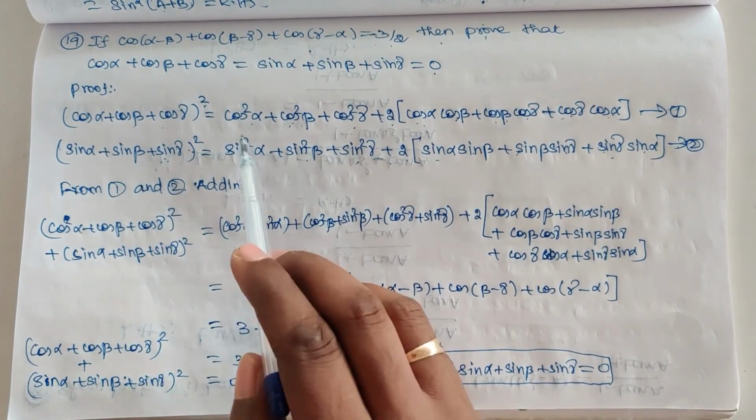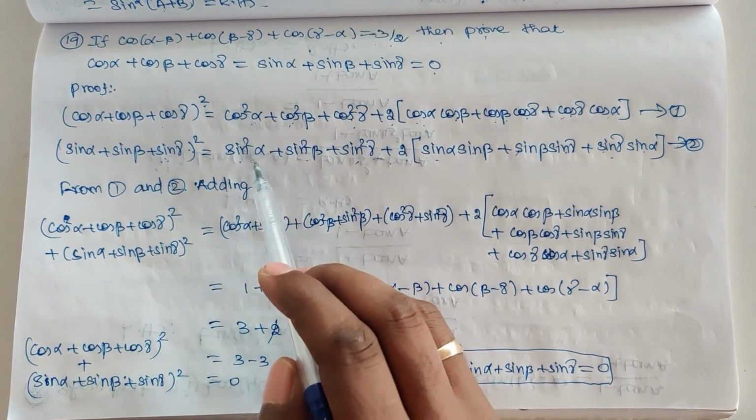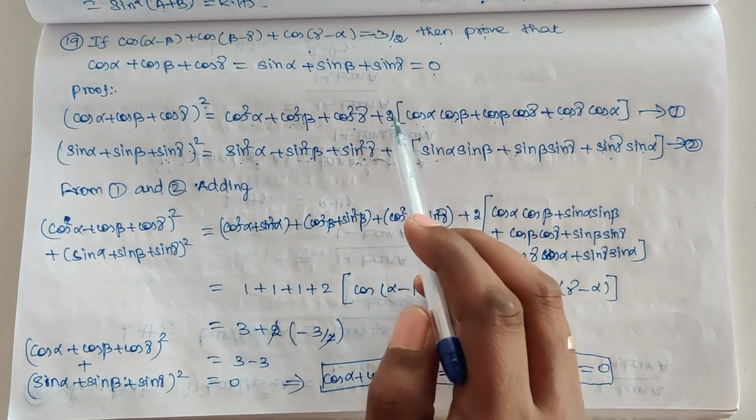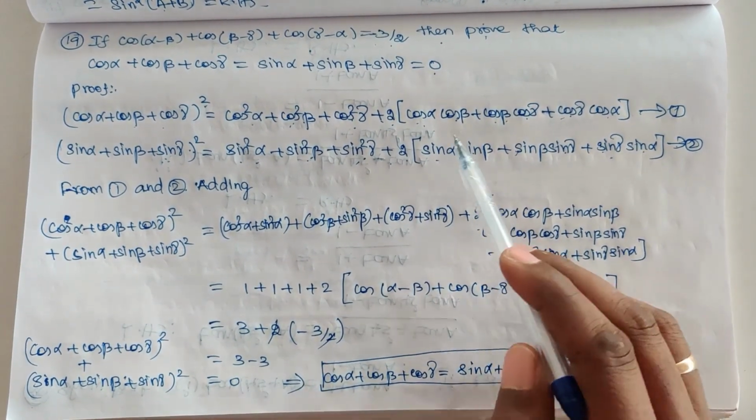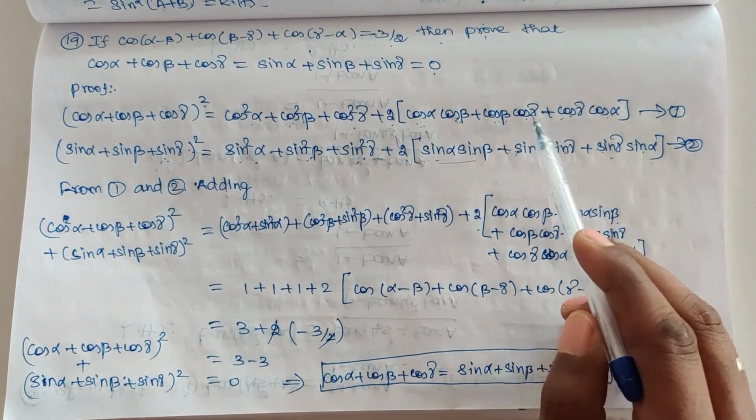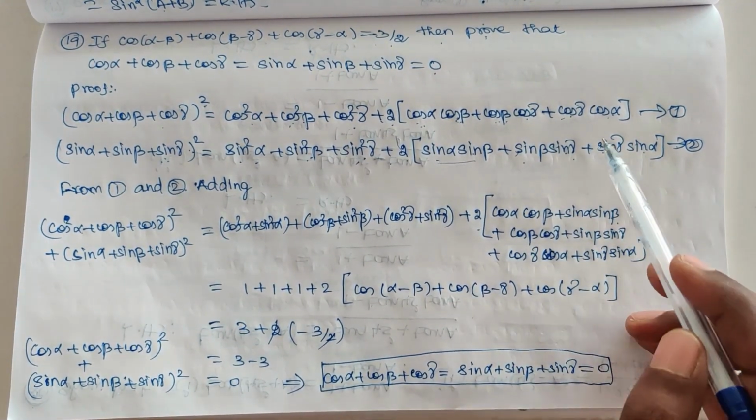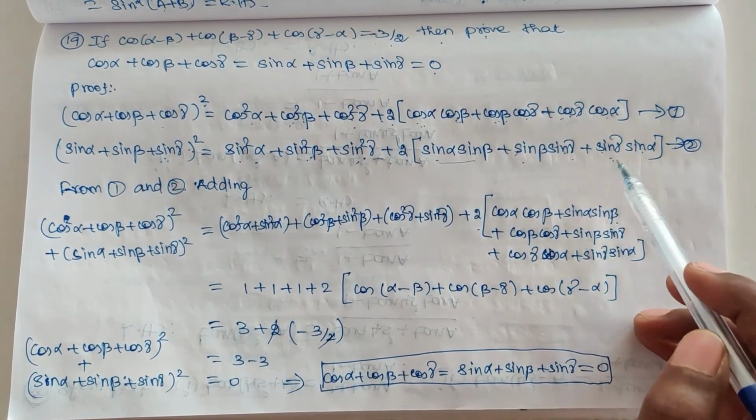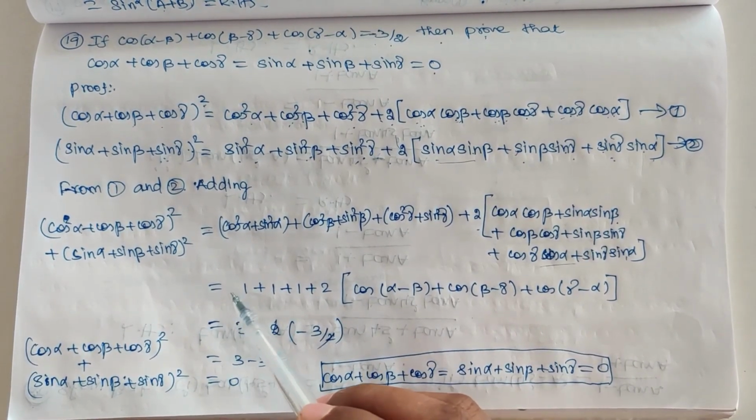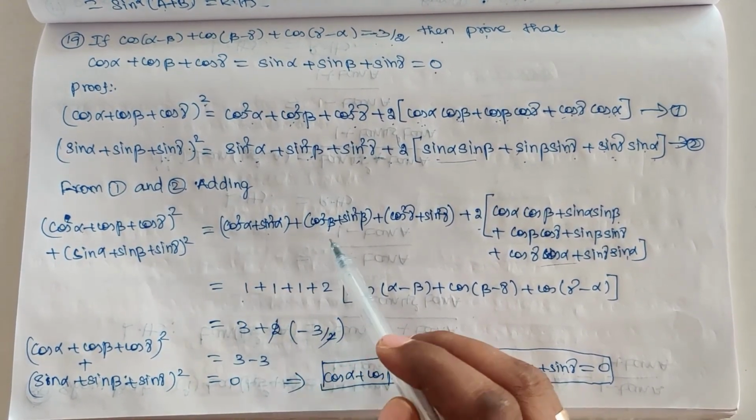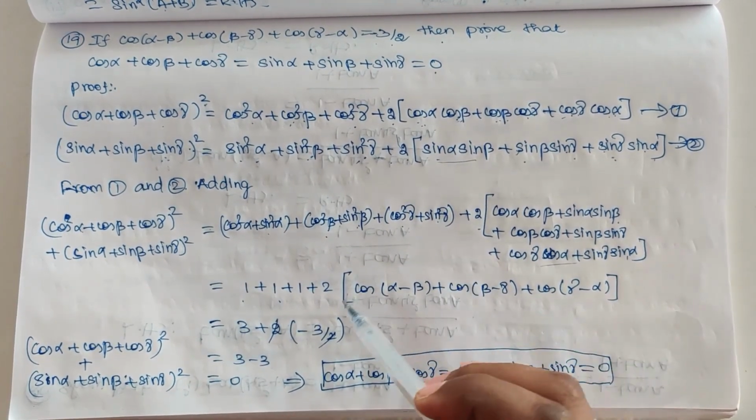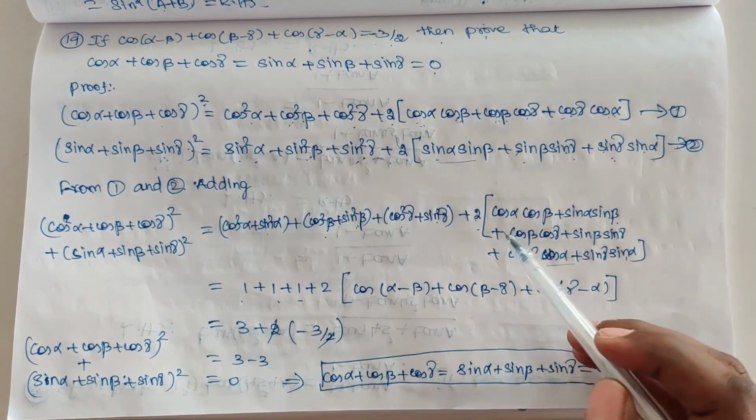So that is equal to, here I am going to add these two: cos square alpha plus sin square alpha plus cos square beta plus sin square beta plus cos square gamma plus sin square gamma plus 2 is the common term. Now cos alpha cos beta plus sin alpha sin beta, I am going to add this. So cos beta cos gamma plus sin beta sin gamma. Next cos gamma cos alpha plus sin gamma sin alpha. Now we know the formula: cos square alpha plus sin square alpha is equal to 1, cos square beta plus sin square beta is equal to 1, cos square gamma plus sin square gamma is equal to 1, plus 2 into.